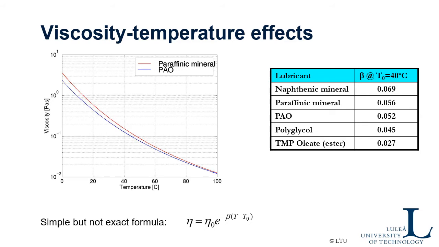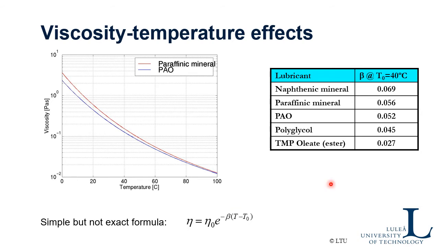Viscosity-temperature relationships, there are a number of different equations. Here I've only been using a simple, not very exact formula. You can't use the same beta at every temperature, but on smaller parts of the curve you can use this expression, and you can determine the beta number. You need the beta, for example, if you do some calculations of film thickness and you want to correct it for inlet shear heating.